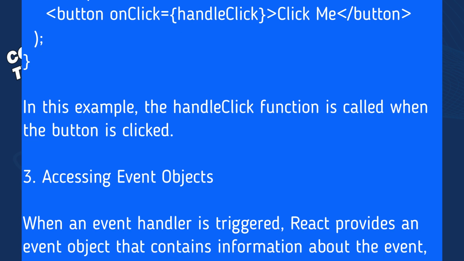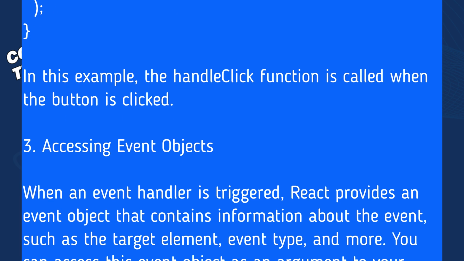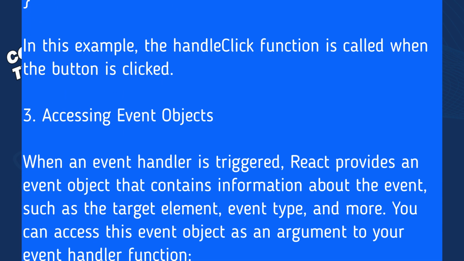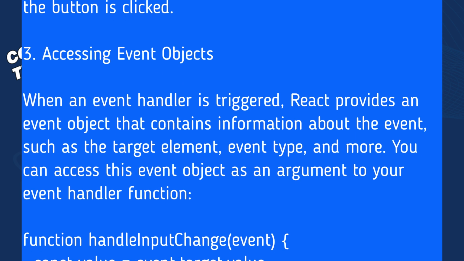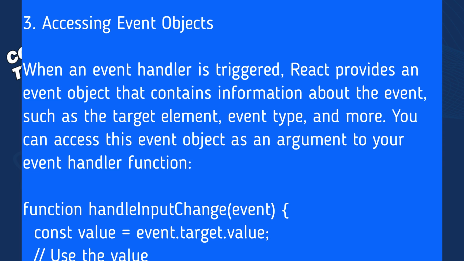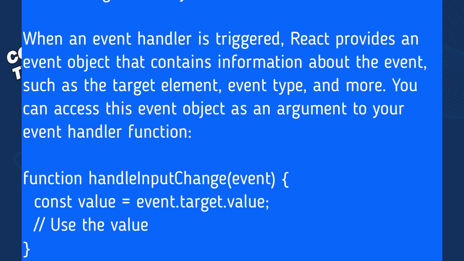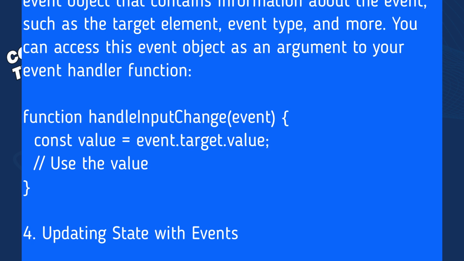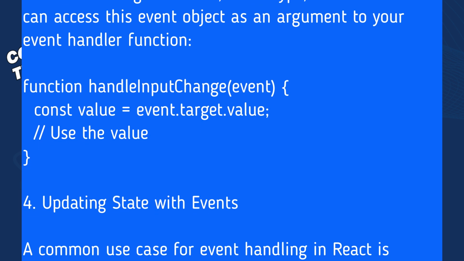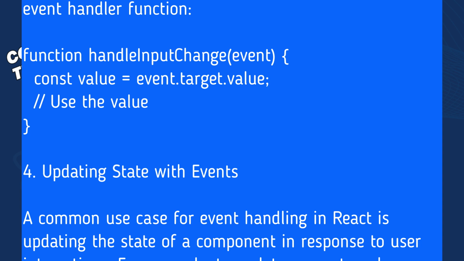3. Accessing event objects. When an event handler is triggered, React provides an event object that contains information about the event, such as the target element, event type, and more. You can access this event object as an argument to your event handler function. Function handleOnChange(event), const value = event.target.value, // Use the value.